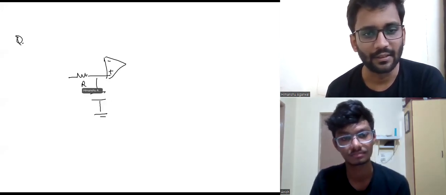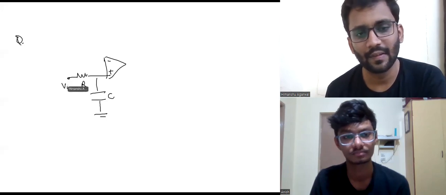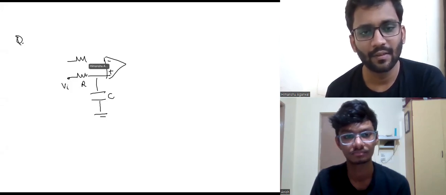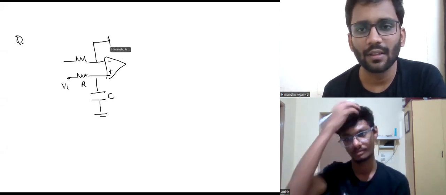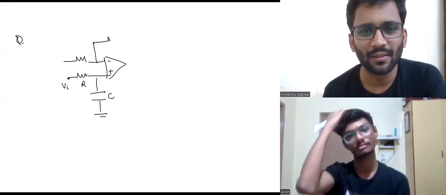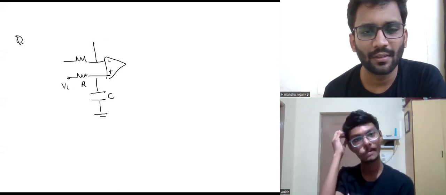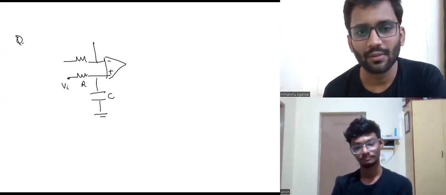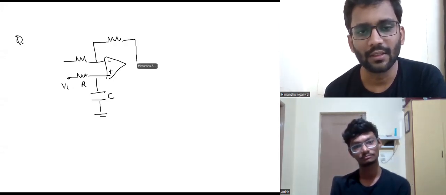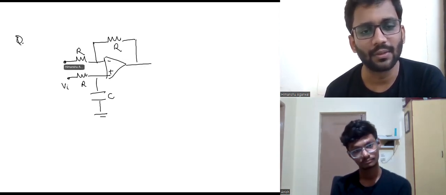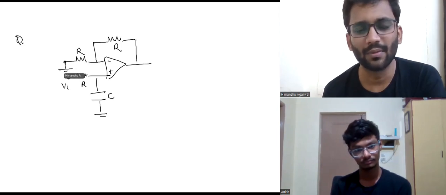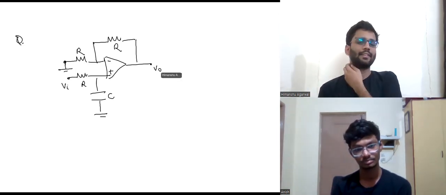This is R, this is C, this is V in. This is one R as well. This is R as well. This is R as well. And let's make it ground for now. What is that?